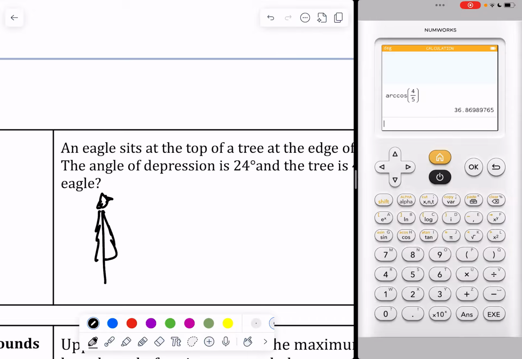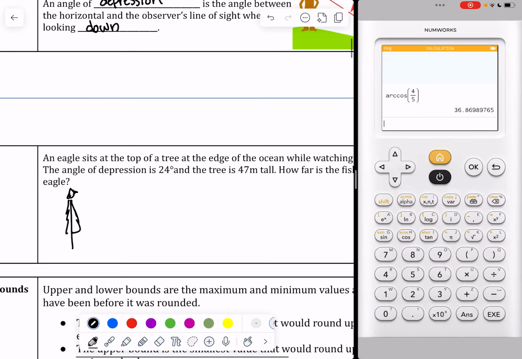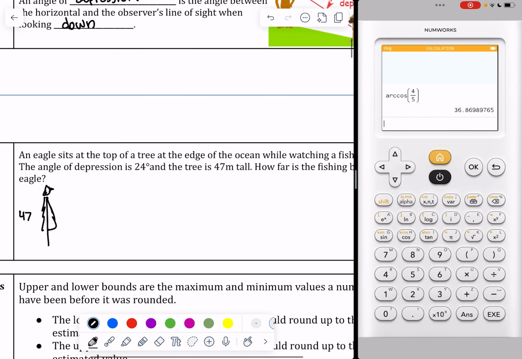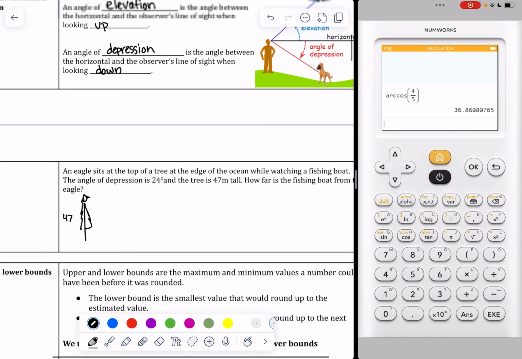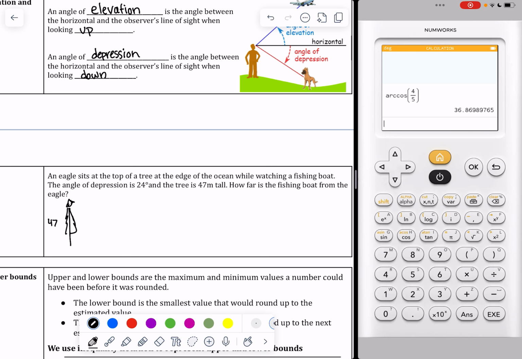So we know the tree is 47 meters tall, and our eagle is watching a fishing boat. So that, okay, we'll put that here. And the angle of depression is 24 degrees. Okay, so that means this eagle is looking straight ahead. And that means the eagle is going to have to look down to see this boat right here.